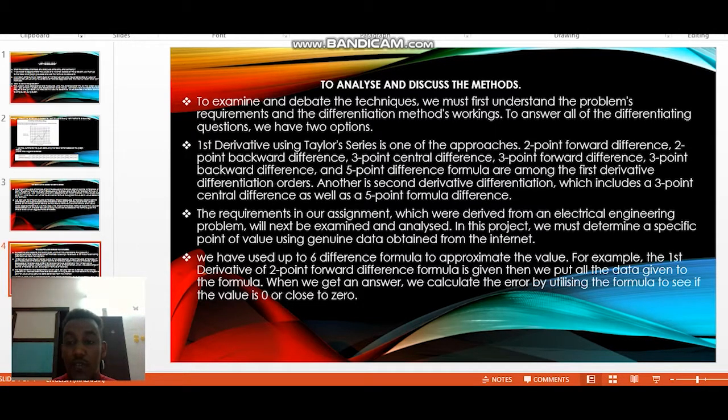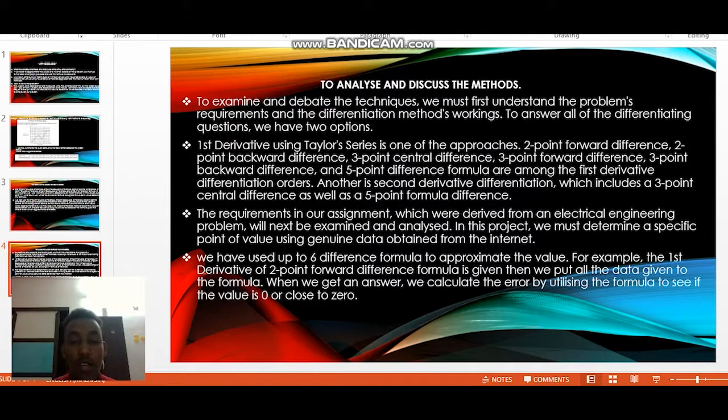Two point forward difference, two point backward difference, three point central difference, three point forward difference, three point backward difference, and five point difference formula are among the first derivative differentiation orders. Another is second derivative differentiation, which includes a three point central difference as well as a five point formula difference.